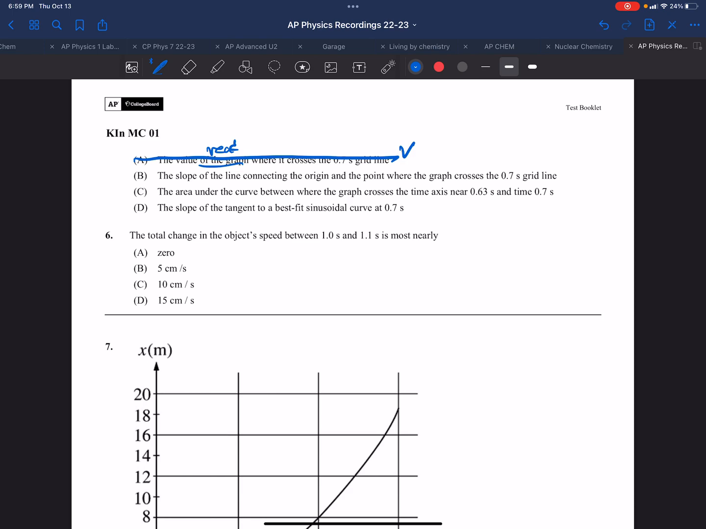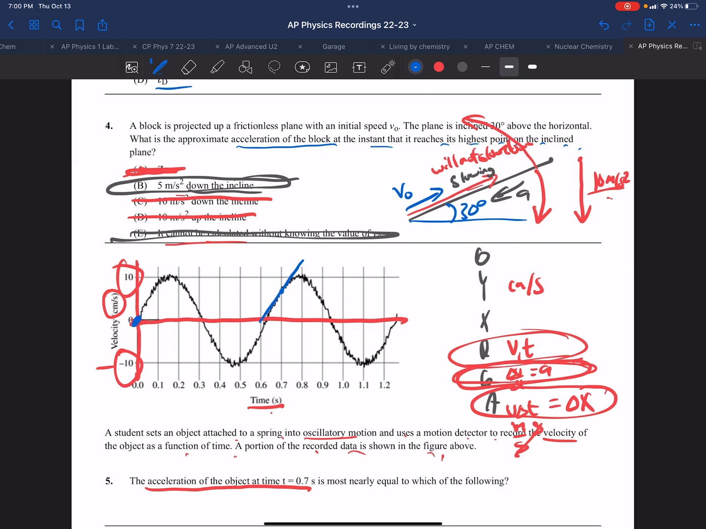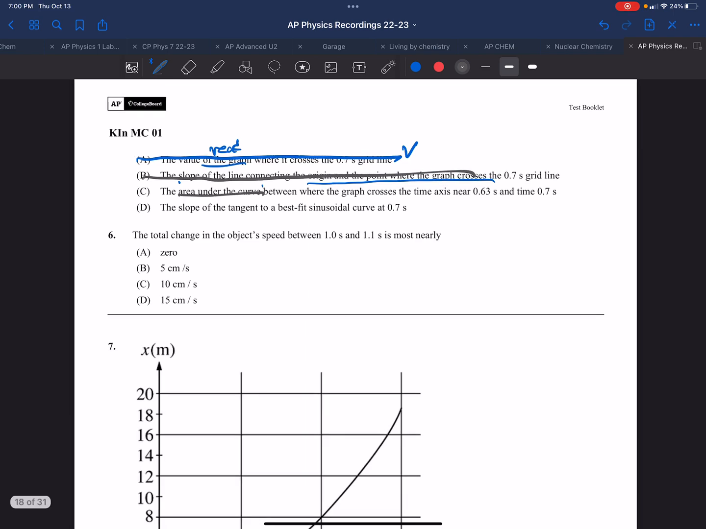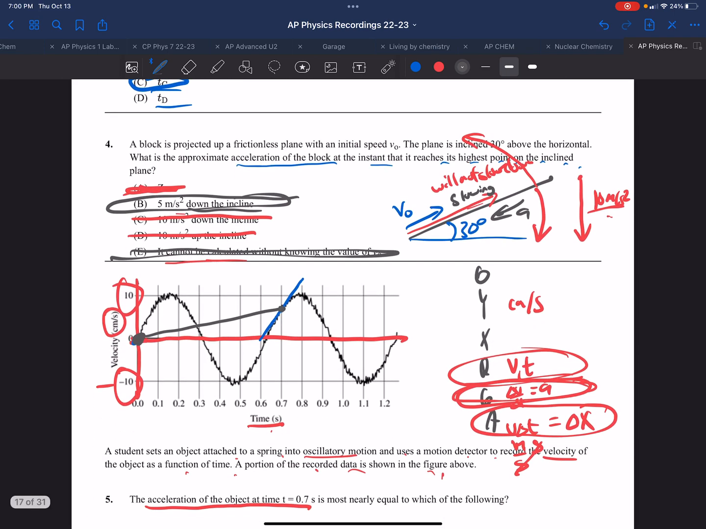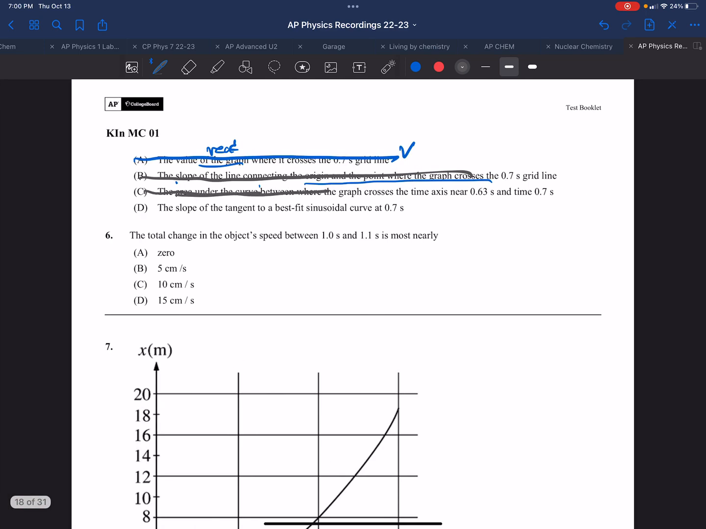That's out. The slope of the line connecting the origin and the point. Well, the origin and that point is here and here. The slope of that line has no meaning at all. That's a nonsense answer. The area under the curve. Well, the area under the curve, we said, is the displacement. That's not going to give us the acceleration. So without reading the fourth choice, we know it's the fourth one. Well, let's check. Slope of the tangent at 0.7, choice D.